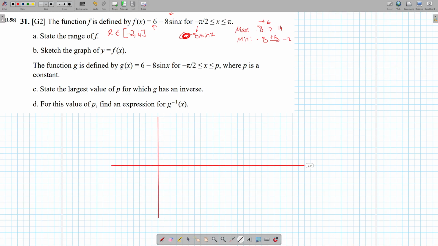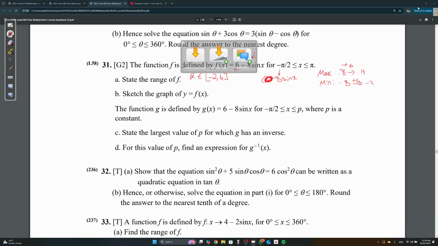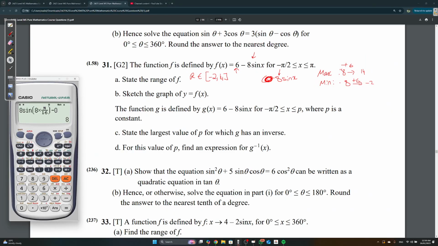So a nice chill graph. It's not too hard. Minus pi over 2, 0, pi over 2, and another pi. Okay, let's put this in our calculator. I'm not bothered to do all this. 6 minus 8 sine x. Okay, table mode. Radians, yeah. Table mode.